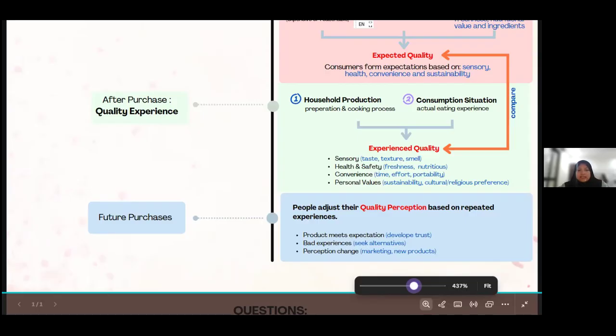And lastly is perception change, where consumers' perception can change due to marketing, new products, and also recommendations from others. So those are all for the total food quality model that includes before, after, and future purchases. Thank you.